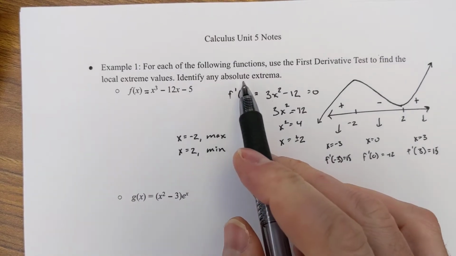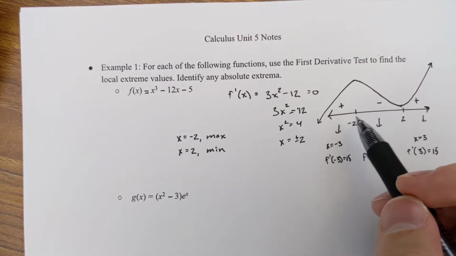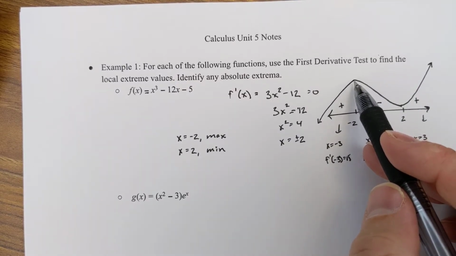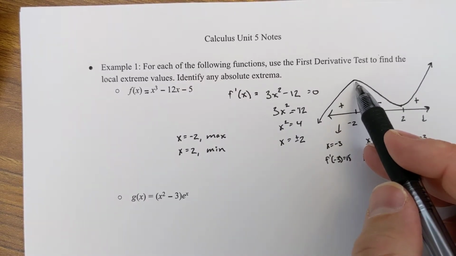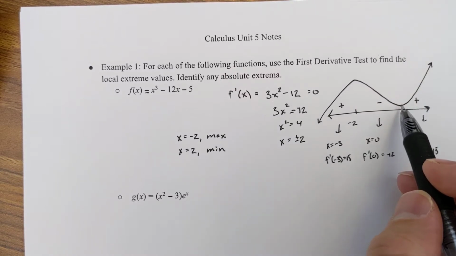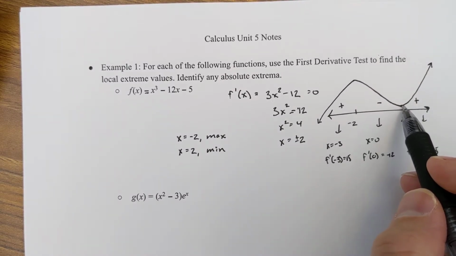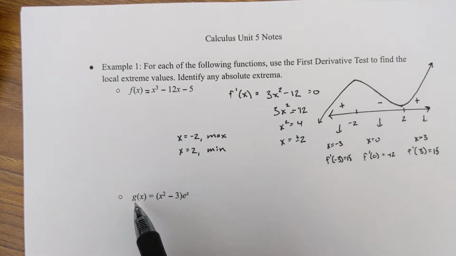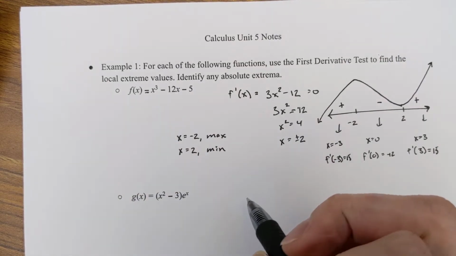Now it says identify any absolutes. We don't have absolute max or mins because this graph falls forever and climbs forever. So even though this is a maximum, it's not the largest value that the graph will take because it keeps going up forever. Even though this is a minimum, it's not the smallest value the graph will take because it keeps falling forever this way. Okay, so now we got this guy, so we'll need to find our derivative.